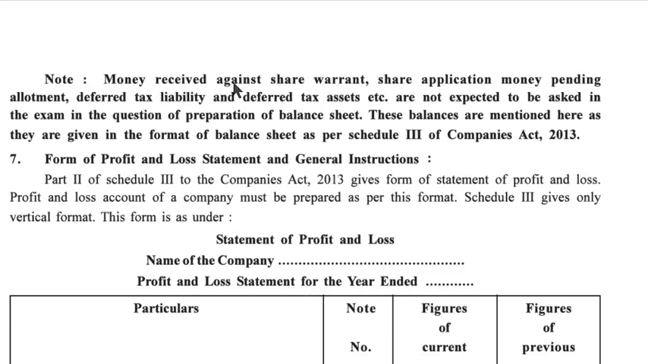Money received against share warrants, share application money pending allotment, deferred tax liability and deferred tax asset, etc. are not expected to be asked in the exam in the question of preparation of a balance sheet. These balances are mentioned here as they are given in the format of a balance sheet as per Schedule 3 of the Companies Act 2013.